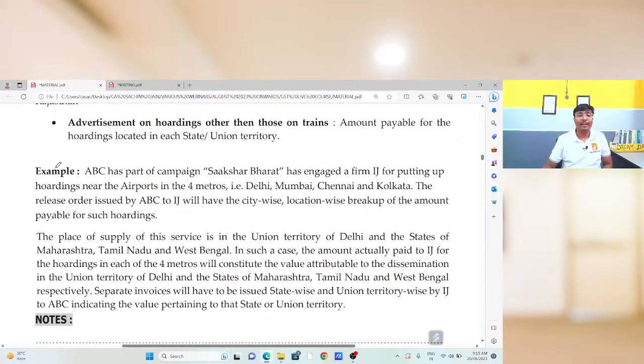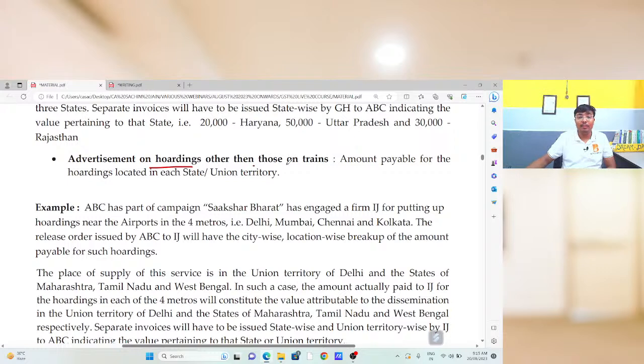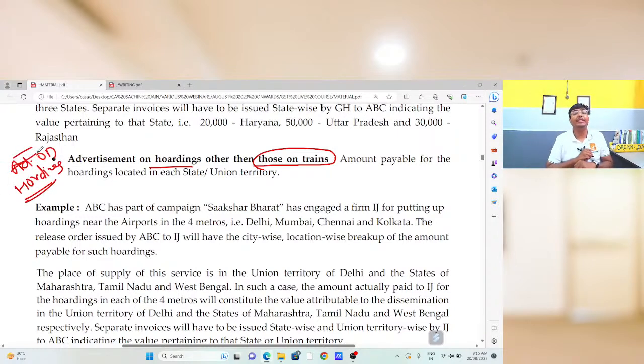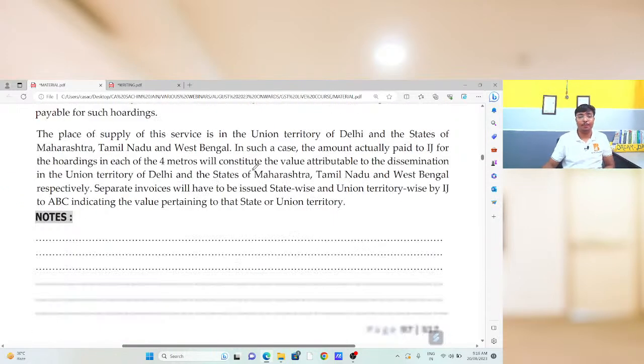Okay, now next, advertisement on hoardings other than those on trains. In that case, what will be the place of supply? We see there are certain hoardings on various roads, and these hoardings are in various states. In that case, what will be the place of supply? For that purpose, the amount payable for the hoardings located in each state and union territory. So till now we have discussed three situations, and in all these three situations we decided the place of supply on the basis of the amount payable to different states for doing this advertisement. That will be the ratio.